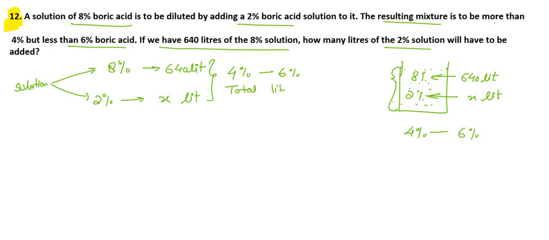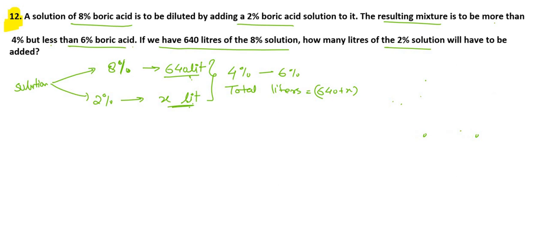So total liters, how much will be ready? Total liters, if you are mixing 640 liters of 8%, correct? And 2% of X liters. So total how much solution is getting ready? How many liters? 640 plus X. Okay. So we have to find what is the value of X.